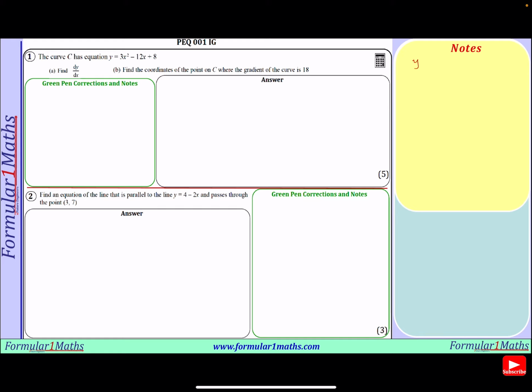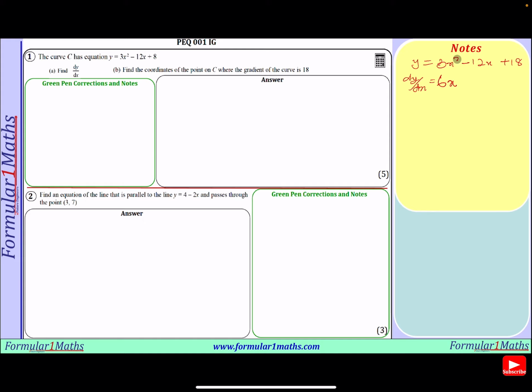If I have y equals 3x squared minus 12x plus 8, dy/dx simply means multiply 2 by 3, you get 6, x raised to the power 1, because you have to take away 1 from this power here. And because it's 1, we don't write anything.